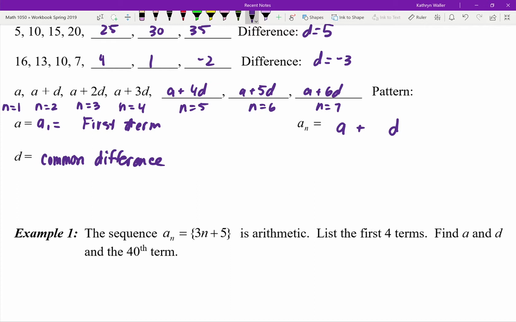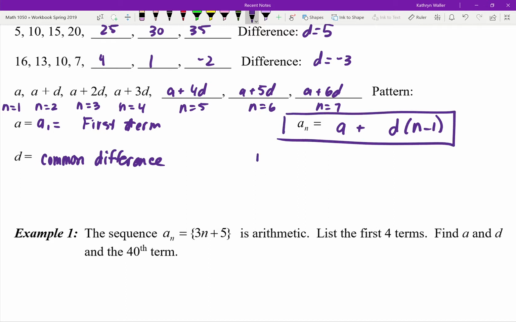Let's think about it. N is a 4, you have a 3. N is a 5, you have a 4. N is a 6, you have a 5. What is it? N minus 1. Yes. Okay, I want you to take that and I want you to box it. That's something you're going to have to memorize. Write the word memorize on there. You use this A sub n if you're looking for a specific term. So if they say find the 10th term or the 100th term or something like that.